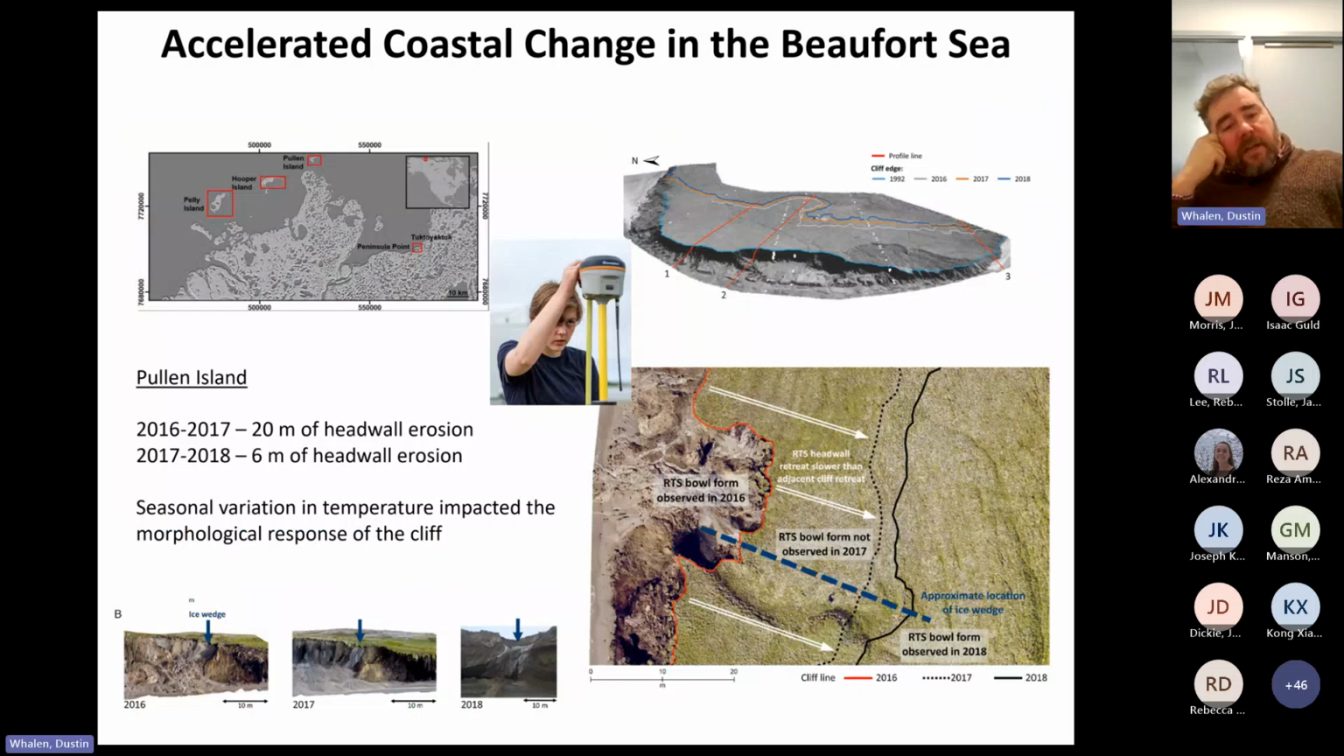Another student from Dalhousie, her study looked at how seasonal variation in temperature actually impacts the morphological response of the cliff. She looked at one specific area, Pullen Island, over a few years, and she was able to determine what role temperature played in how this cliff is eroded and how this thaw failure responds.